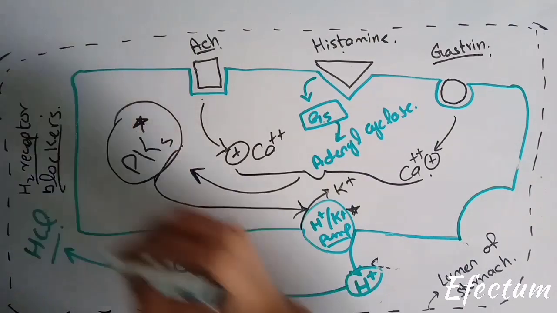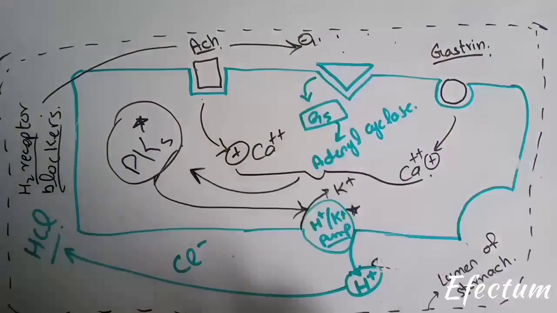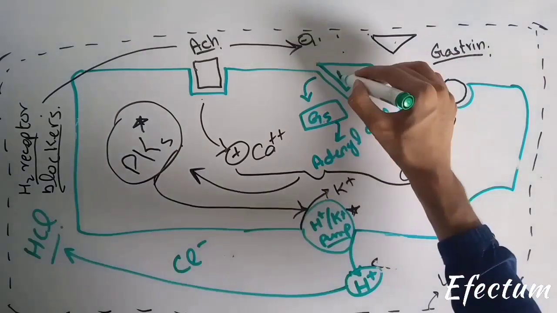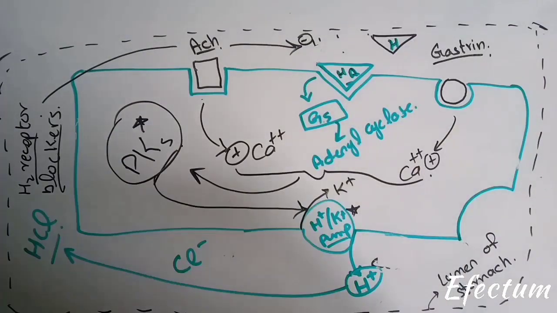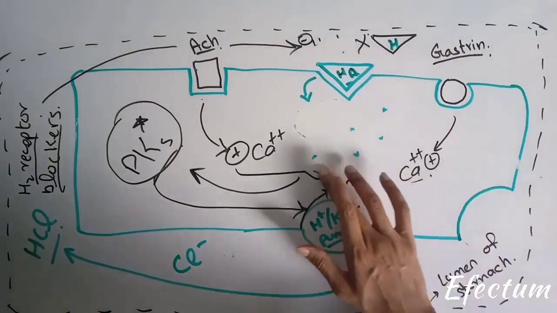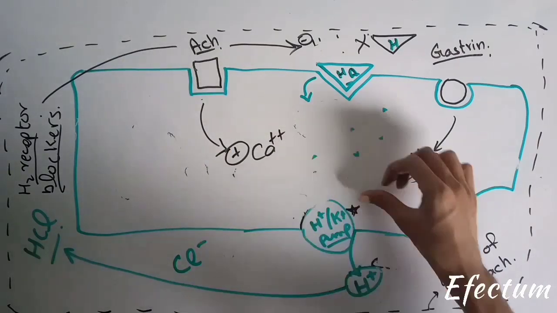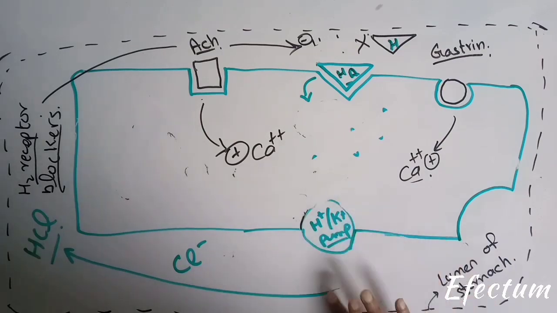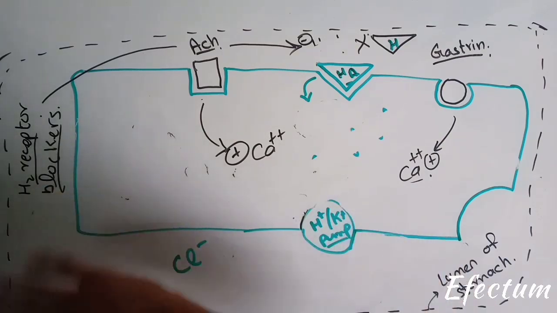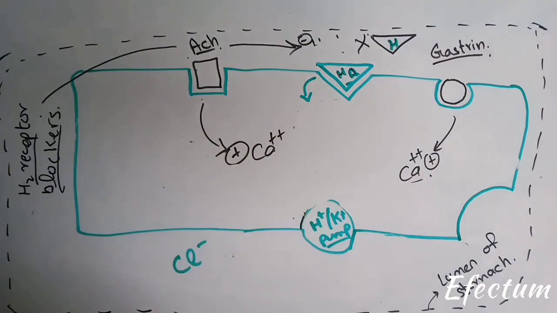In the presence of H2 receptor blockers or antagonists, they will block the histamine 2 receptor, and hence histamine will not be able to bind to the H2 receptor. As a result, there will be no activation of Gs, due to which adenyl cyclase will become inactive and PKA inactivation will take place. And when there is inactivation of PKA, the protein kinase enzyme, there will be no hydrogen outflux and no HCl will be formed.